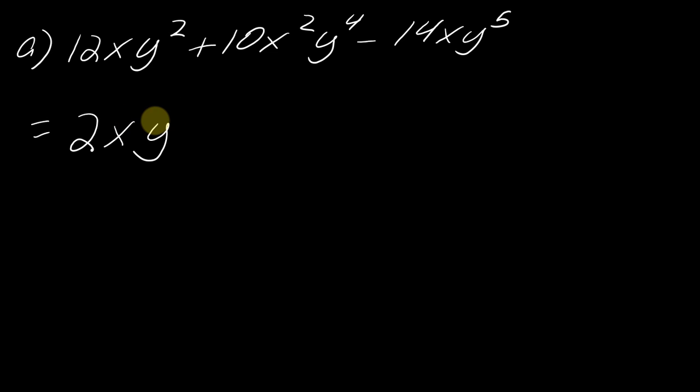Well, it's always the lowest exponent that you see. So when I look at this, I've got x, x squared, and x. So what's the lowest amount of exponents for x that I see? It would just be x to the first. So I'm just going to leave this as plain old x.